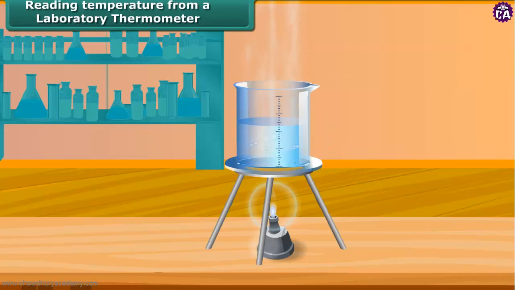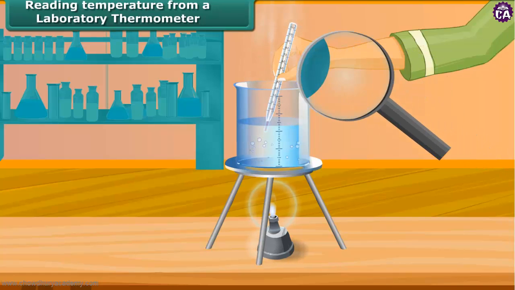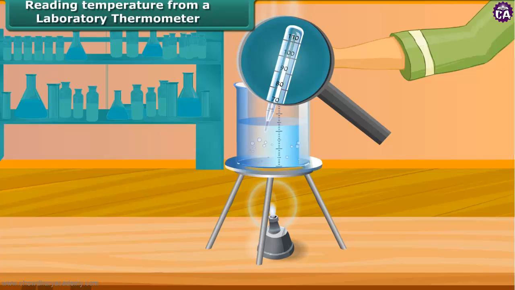Let us now measure the temperature of hot water kept in a beaker. Take a laboratory thermometer. Immerse the bulb of the thermometer in hot water. See the shining thread of mercury moving up in the thermometer tube. After some time, the mercury thread will stop rising and stand at one place. Read the temperature on the thermometer tube, which corresponds to the top of the mercury thread. This is the temperature of the hot water.